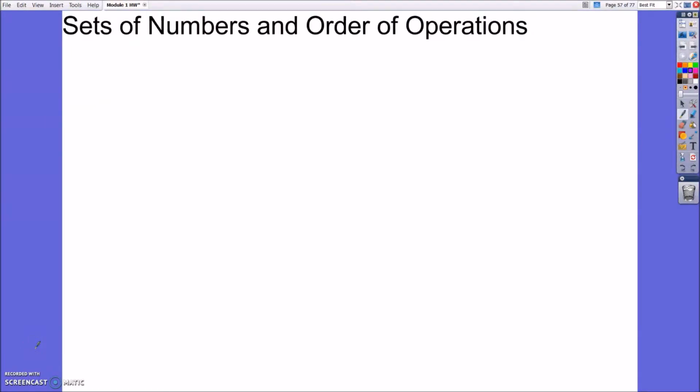Hey everybody! Today what we're going to be looking at is sets of numbers and orders of operations. We're really going to be focusing on orders of operations. And if you remember, that's like GEMDAS or PEMDAS, depending on how your teacher says it.